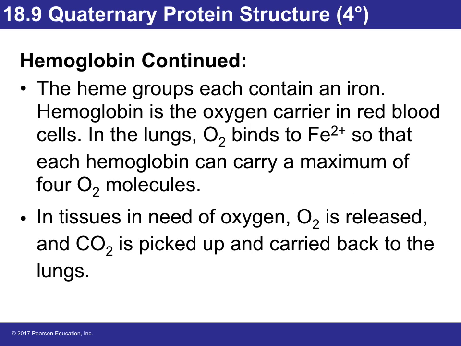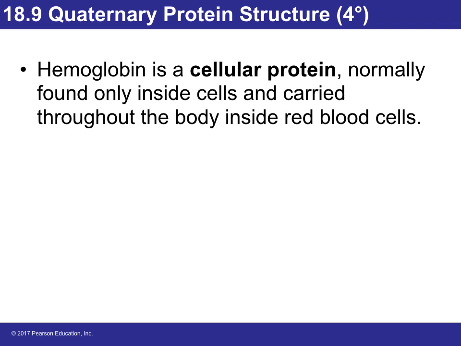Now, hemoglobin is very important because it contains an iron atom. The iron is the one that helps to combine with oxygen. So hemoglobin is the way we carry oxygen in red blood cells, erythrocytes. In the lungs, oxygen binds to the iron, so each hemoglobin can have a maximum of 4 oxygen molecules. When the tissue needs oxygen, oxygen is released and carbon dioxide is picked up and goes back into the lungs. Hemoglobin is a cellular protein, normally found only inside erythrocytes and carried through the body inside the red blood cells.